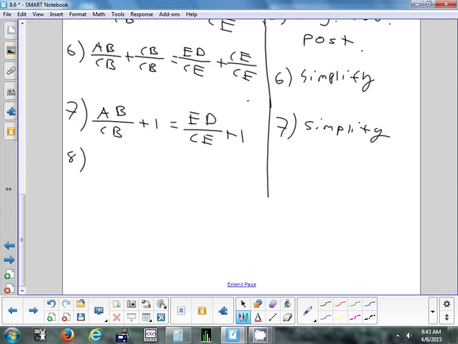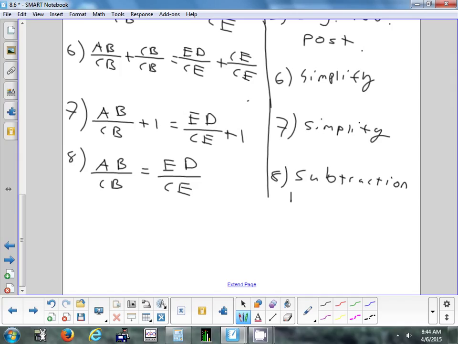I can cancel the 1 from each side. What property could you use to move this 1 to the other side? Think about what's the opposite of addition. Kira? Subtraction. If you minus 1 from each side, you get AB over CB equals ED over CE. And that's the subtraction property of equality. I'll write out the word so you don't think it's substitution. All right, so subtraction property of equality. Now we pretty much have it.